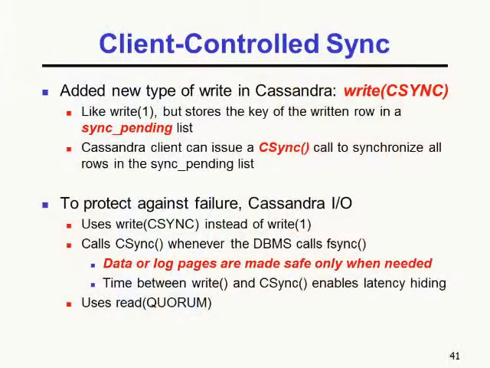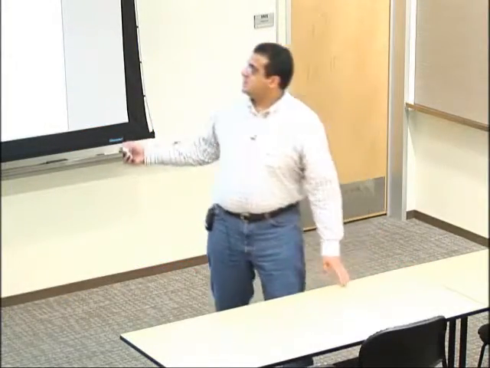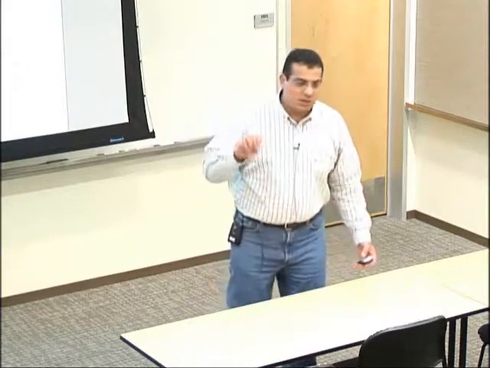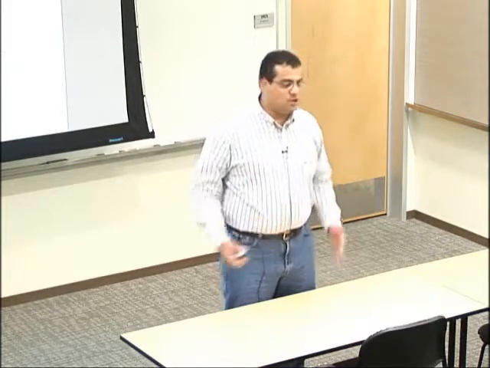Okay? So what we did was implemented a new type of writing in Cassandra called write CSync. And CSync stands for client-controlled synchronization. This is a new consistency level for writing in Cassandra. And write CSync behaves like write one, so it acknowledges the client as soon as one copy of the data is written, but it keeps the key of this page on an in-memory list called the sync pending list. So these are blocks that need to be synchronized when the client issues a write sync.